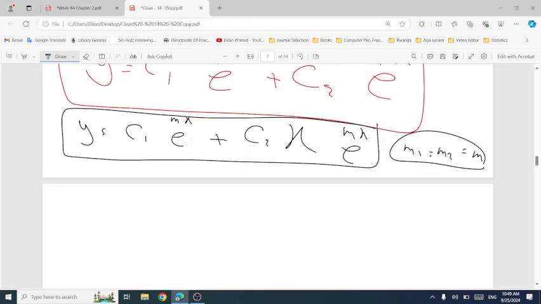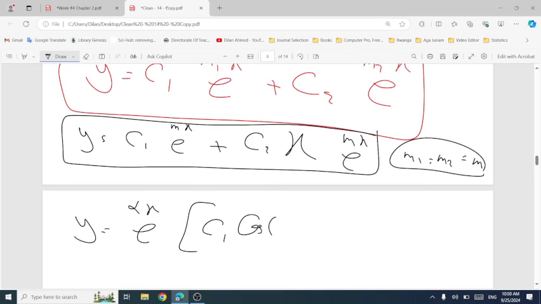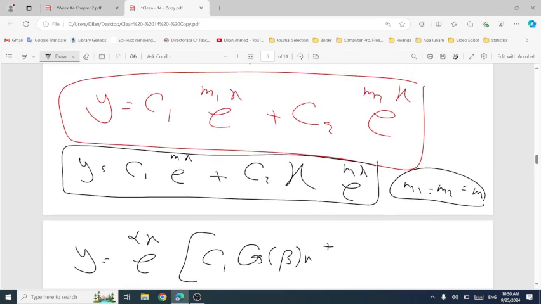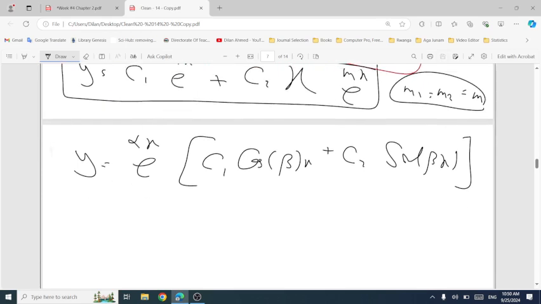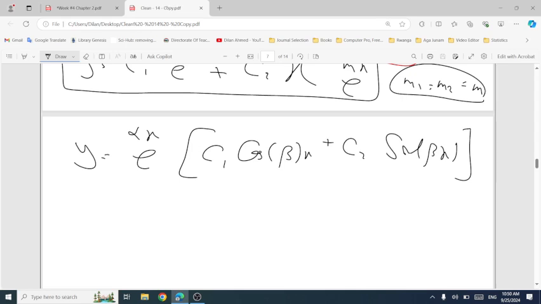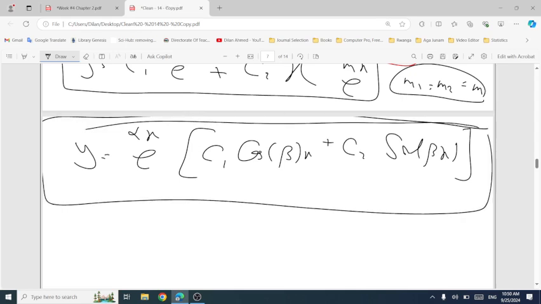If I say the third case, y equals e to the power alpha x times c1 cosine beta x plus c2 sine beta x. At the beginning, it's a little bit complicated, but we will solve 3 or 4 examples. You will learn, no worries. Just be patient and write your notes as we mentioned. Okay, so we have 3 cases. Case number 3, the solution is like that.